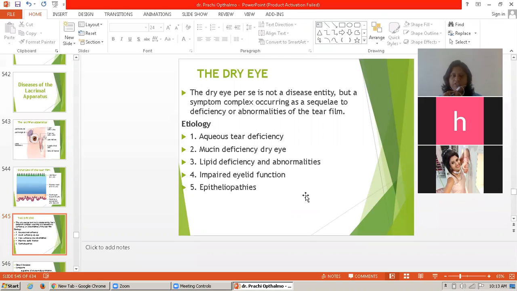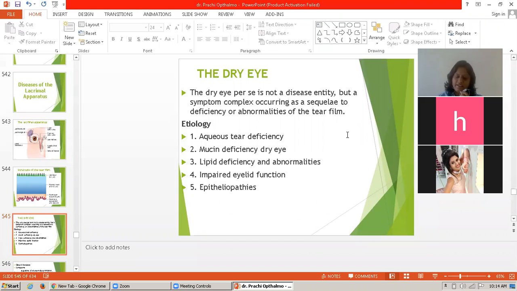Before that, we will learn about dry eye syndrome. Dry eye per se is not a disease entity, but a symptom complex occurring as a sequela of deficiency or abnormality of the tear film. So, what is dry eye? Dry eye is not a disease entity, but a symptom complex occurring as a sequela of deficiency and abnormalities of the tear film.